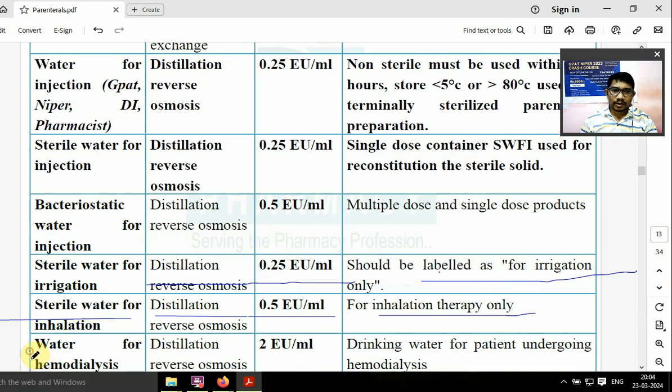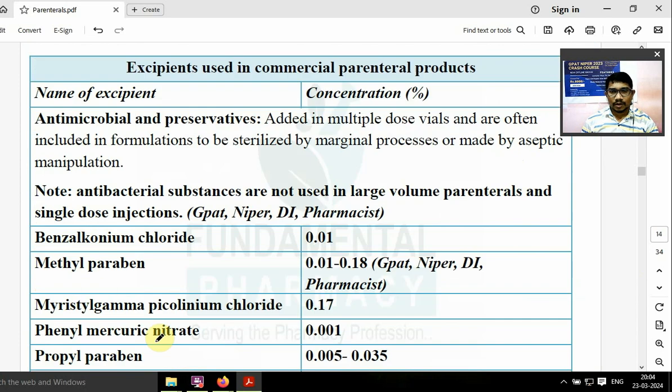Next, the water for hemodialysis. Water for dialysis, blood का dialysis करना है. Again prepared by distillation reverse osmosis. Endotoxin limit 2 endotoxin unit per ml. Water for hemodialysis is a drinking water for patient undergoing the hemodialysis. Dialysis जब चल रहा है उसमें water ये यूज करें. Water for hemodialysis.